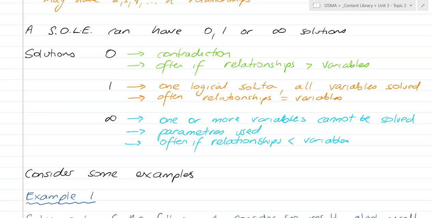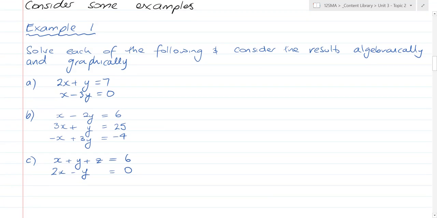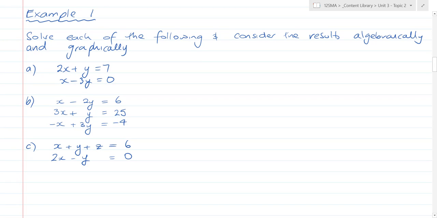And if there's infinite solutions, it probably means that you have to apply a parameter. And in that case, 1 or more variables cannot be solved for, which usually happens when you have 3 variables and only 2 relationships or something like that. So you can't eliminate enough variables. So let's have a quick look at some examples. And I'd like to do these quickly so I won't take too much of your time.